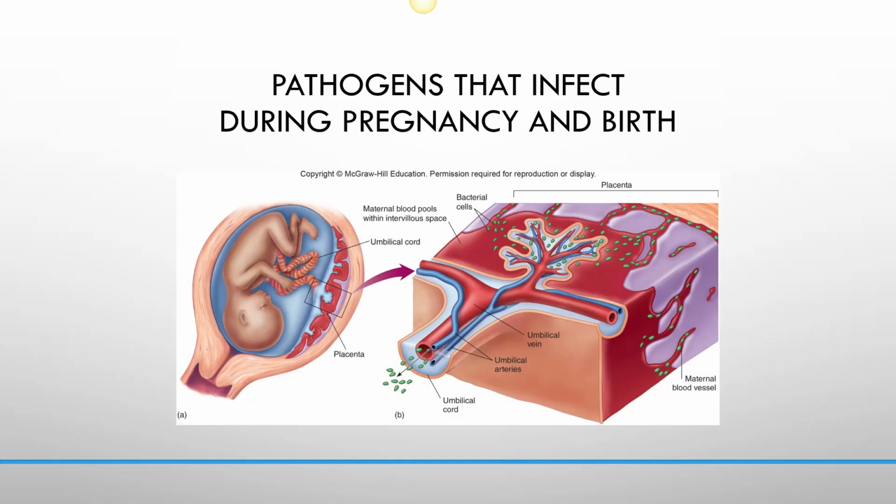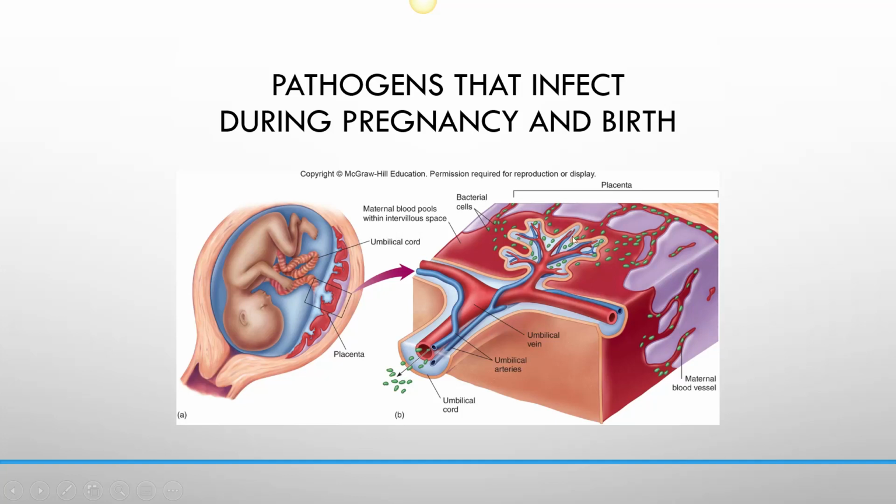Pathogens that infect during pregnancy and birth. Very few microorganisms can cross the placenta. The placenta is an exchange organ for nutrients and waste to be exchanged between the baby and the mother. If you look at the inside of the uterus, here's the cervix, and then you have this amniotic sac that surrounds the baby and protects the baby. Here is the placenta, and there are blood vessels that lead to the placenta and away from the placenta. And then the umbilical cord, those blood vessels go all the way through. Once the blood has been filtered through the placenta, the nutrients will go to the baby and the wastes will come back through the umbilical cord and leave the placenta.